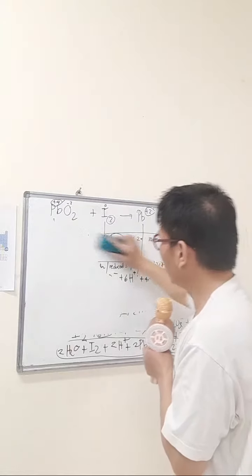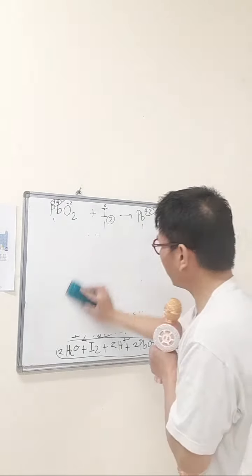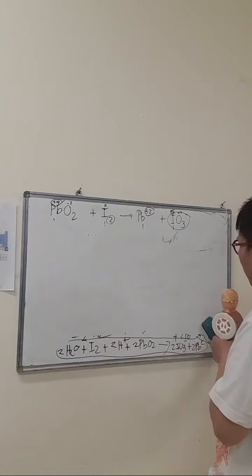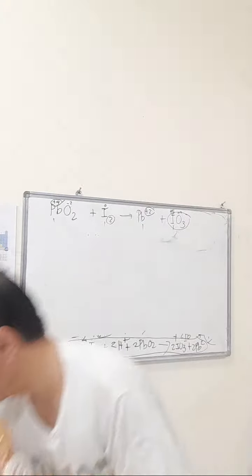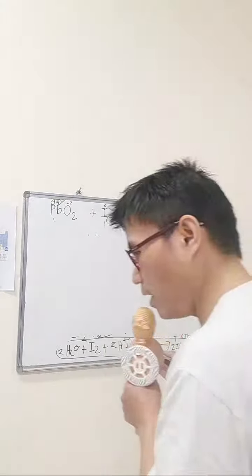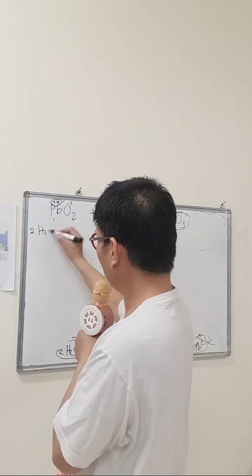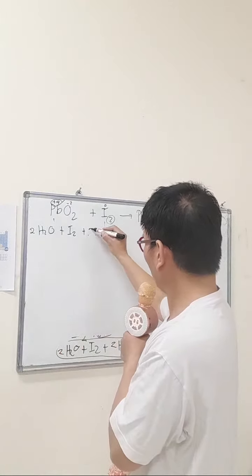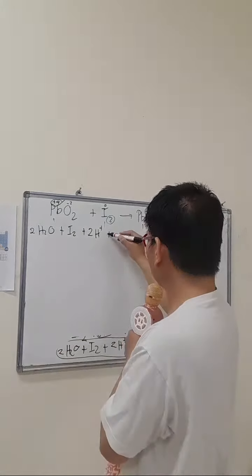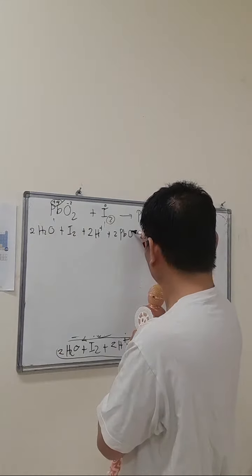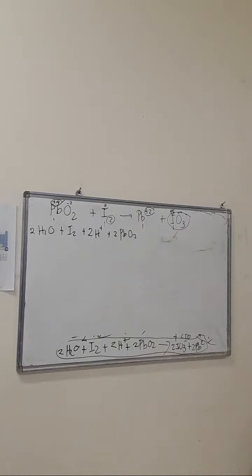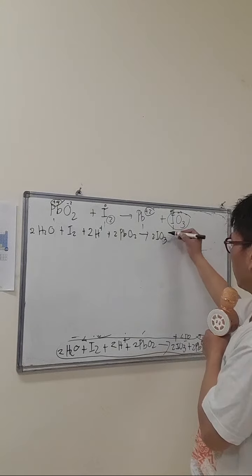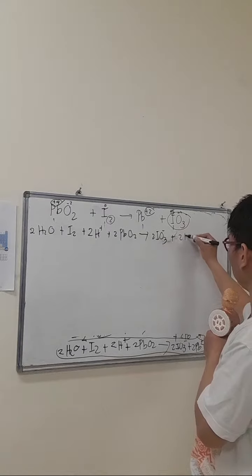So let's balance this one. First, balance the atoms. Secondly, balance the charges. Then there are no more electrons involved. So we write again: 2 moles of water, plus iodine gas, plus 2H positive, plus 2 moles of lead oxide or plumbous oxide, is equal to 2 iodate, plus 2 moles of Pb2.